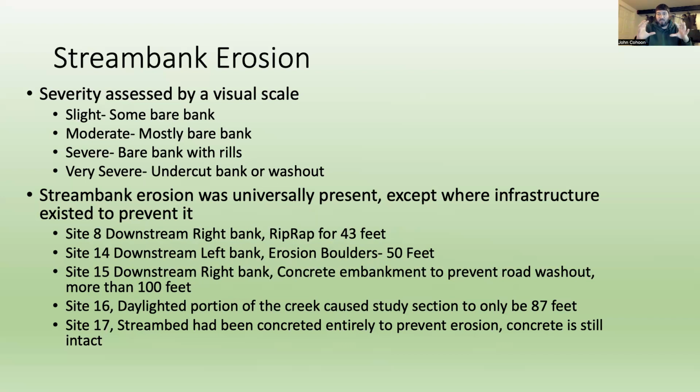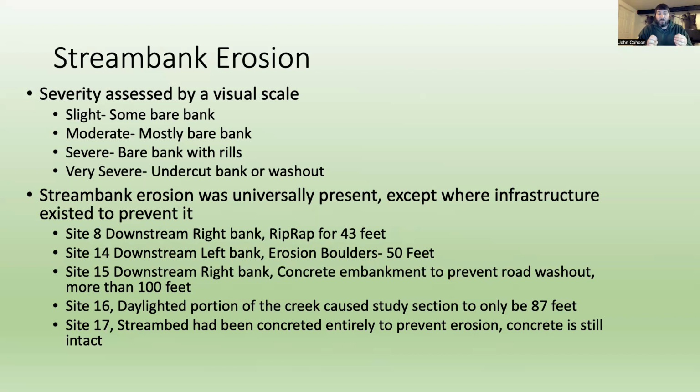And they're actually put into these cages that are made out of chain link fence, so that they're not able to wash away and they're too big to be eroded. And those were set along the edge of the stream to hold that stream bank intact and prevent erosion. So we didn't have erosion there, but there was some infrastructure work. Site 14, a similar thing. They'd put some erosion boulders in.